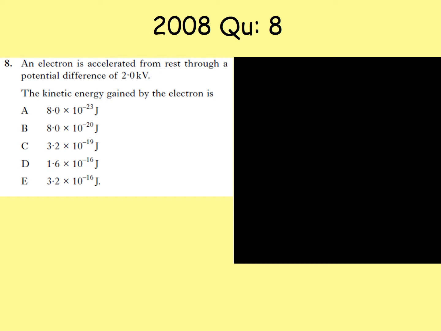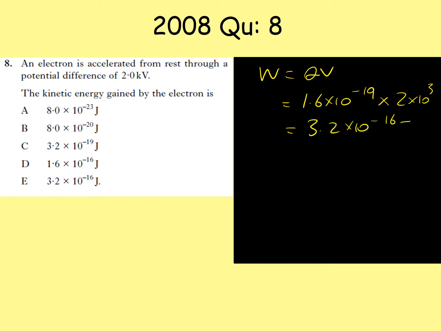Here we have another question. This one's from the old higher 2008 question 8, but we see exactly the same process where they're equating the work done to the kinetic energy of the particle. W is equal to QV. Charge on electron, can't remember what it is, it's on the datasheet, 1.6 times 10 to the negative 19 coulombs, multiplied by a potential of 2 times 10 to the 3, giving us a value of 3.2 times 10 to the negative 16 joules. E.